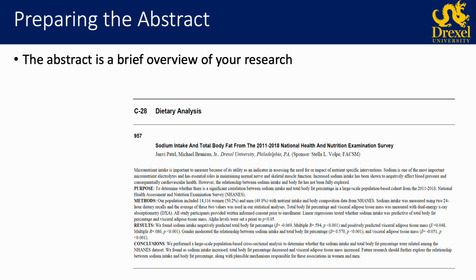And so here is an abstract of a paper that we worked on with a cooperative education student in the clinical exercise phys lab. Her name was Janvi Patel, and she did a secondary data analysis exploring the relationship between sodium intake and total body fat from the 2011 upwards of 2018 NHANES data set. It's a large-scale population-based cohort that I'm glad to talk about in class if people are interested. But as you can see here, the abstract provides everything that the poster does. It's just a lot shorter and very descriptive to the point, right? It doesn't elaborate in any way, shape, or form.